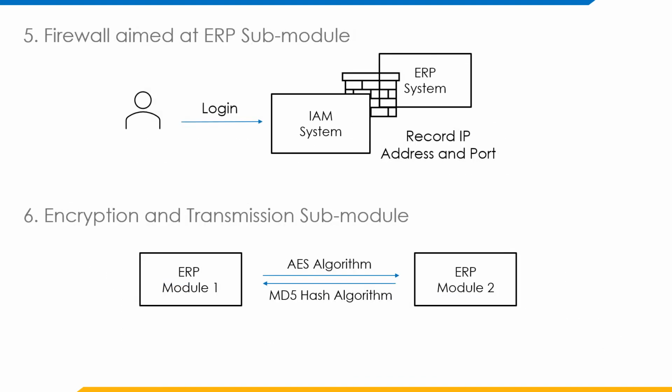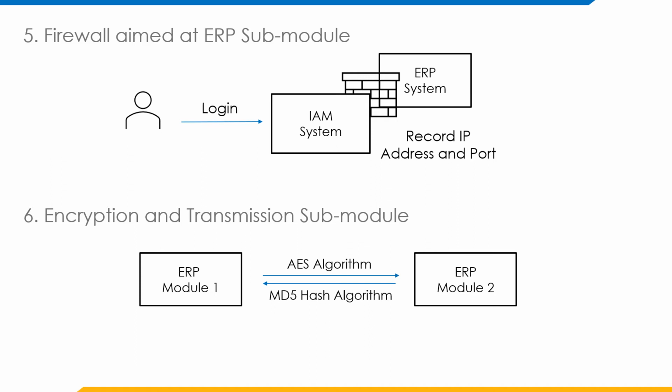The next submodule is about the application of a firewall within the ERP system. Whenever a user logs into the ERP system, the client of the IAM system will record the IP address and all the port related information, and then match this information with the already stored information within the ERP system. This performs the verification of the user, and if no match is found, then such connections cannot be made. By this, any unauthorized access can be revoked by the ERP system.